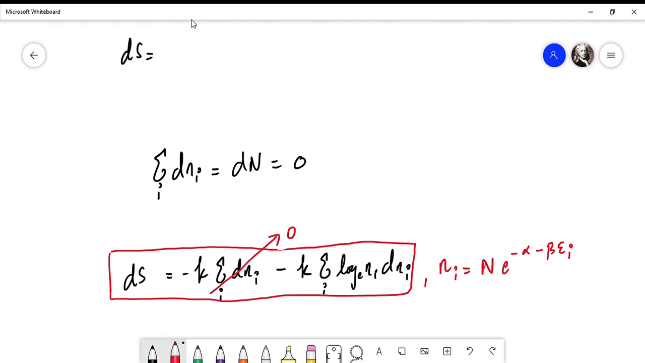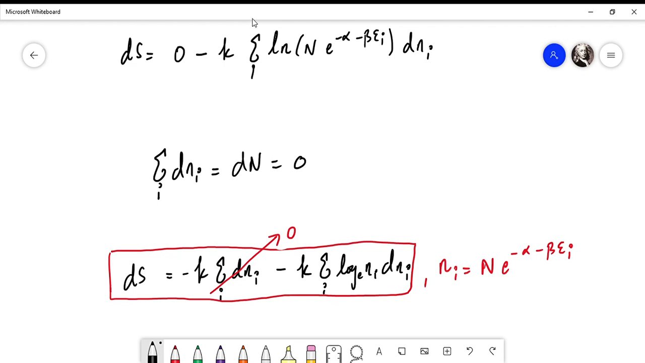So this gives us 0. The first part is then 0 minus k, and let us substitute the ni. For simplicity, I'll write ln here, and this becomes n e to the minus alpha minus beta ei, and then dni, like this. Now remember this one because this will be used again.